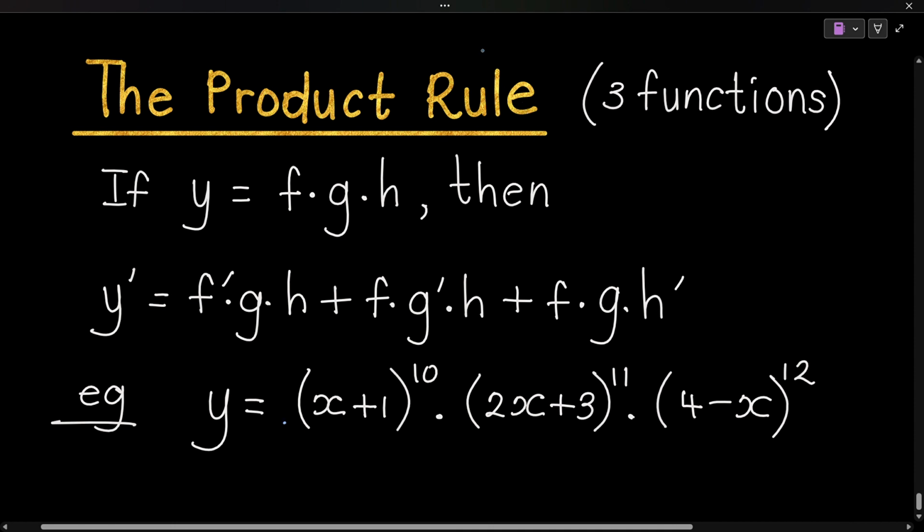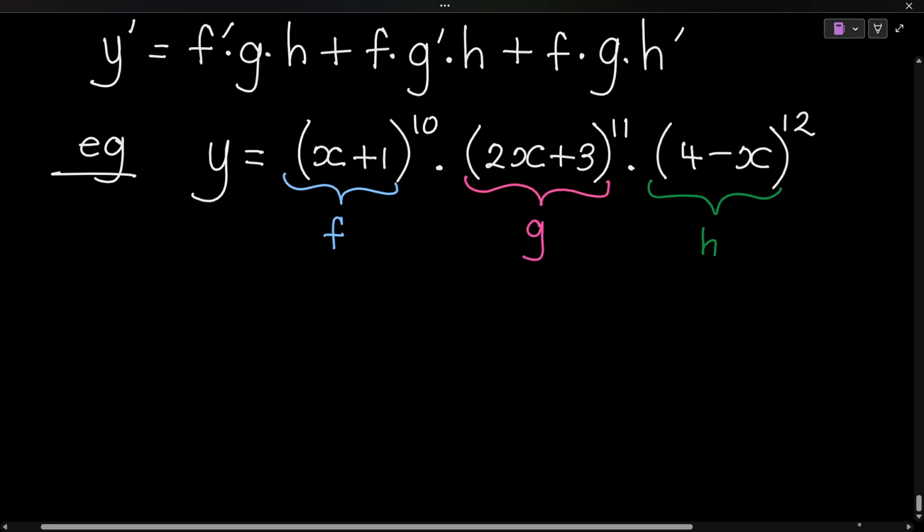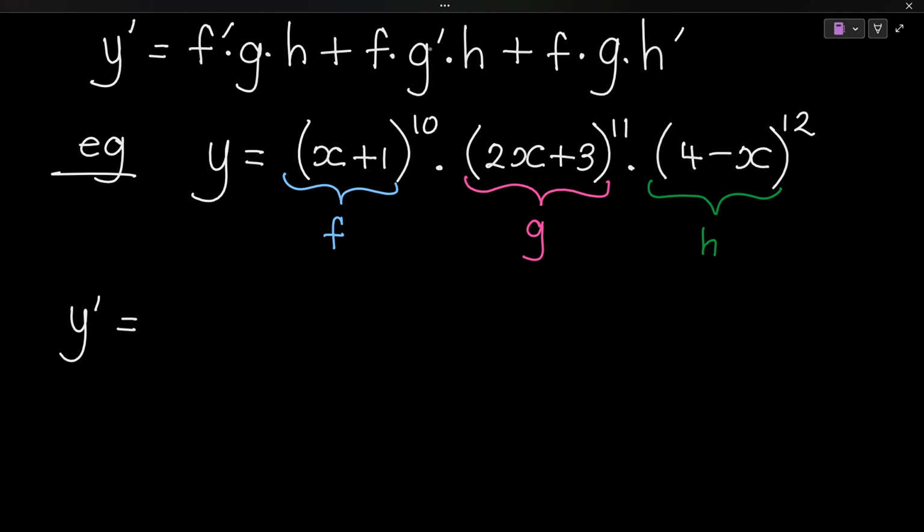So let's label this first bracket as f. So that bracket represents the function f. The second bracket will represent the function g, and the third bracket will represent the function h. Now this makes it a lot easier for you to understand how to apply your product rule. So let's start off. We're going to say y prime is equal to, now remember, in your first term, you are differentiating your first function.